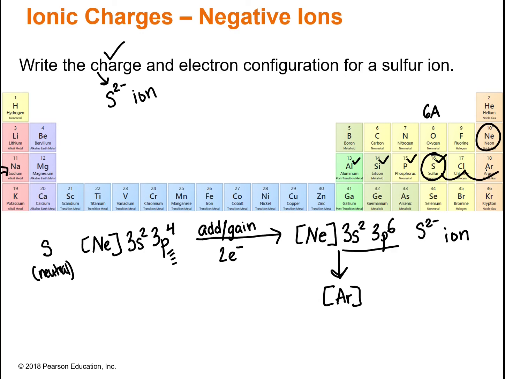So let's do another example. I just said phosphorus is going to look like argon, so let's do phosphorus. Phosphorus is in the 5A. So to figure out its charge, we're going to take 5 minus 8 to give us negative 3 for phosphorus. Is that part clear about how we come up with the charge for the ion?